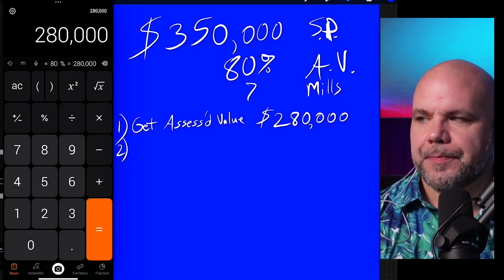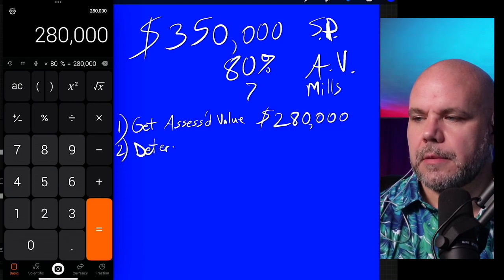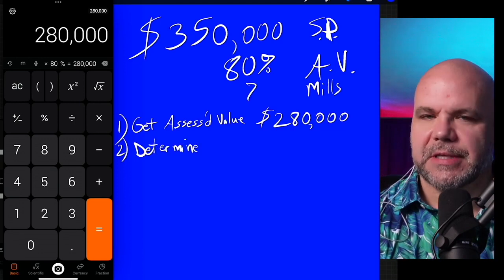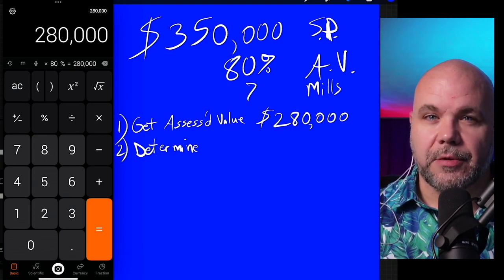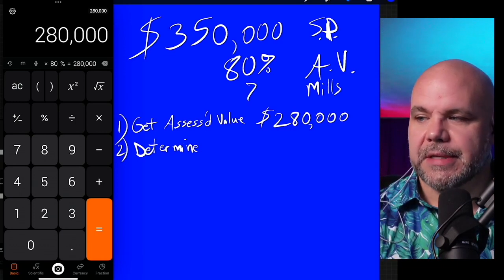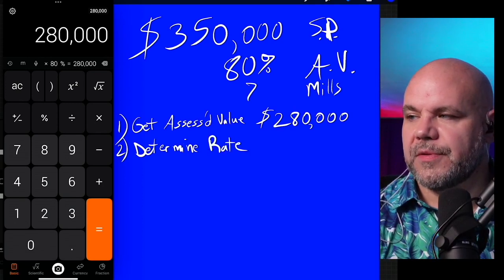Step 2, determine the rate. I say that because if it's given to you in dollars per 100, you're going to need to figure out city rate or county or both. But in this case, we know it's mills, so determine the rate: 7 mills.